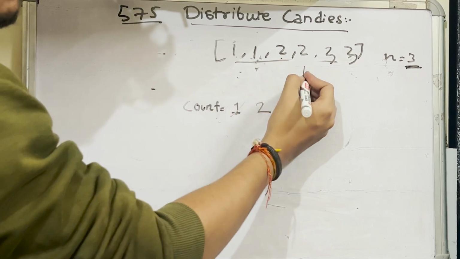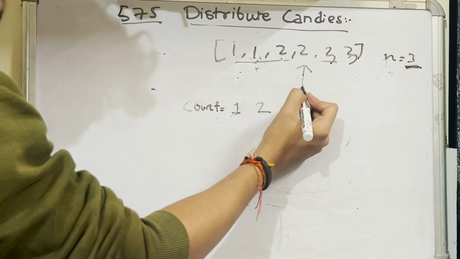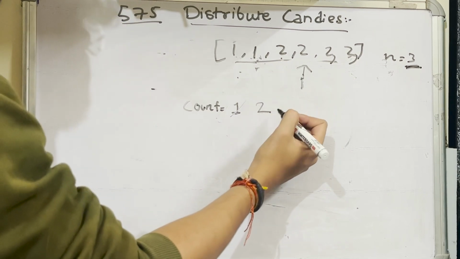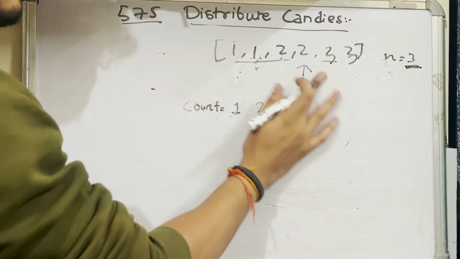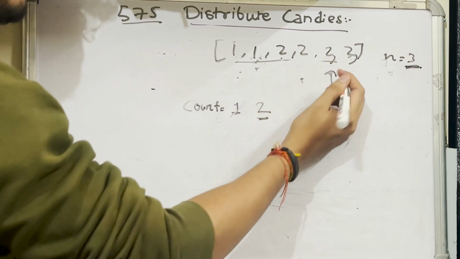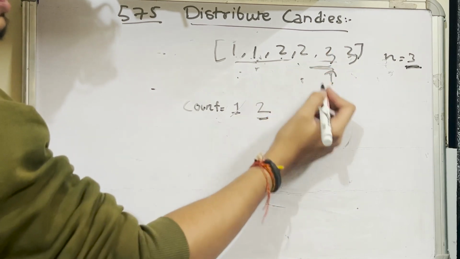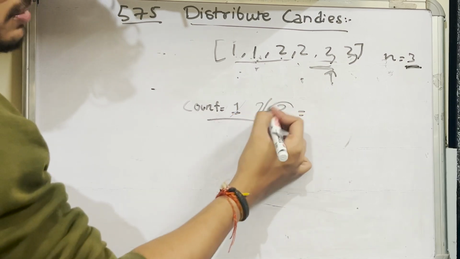Then we will move here. Then we check if I and I minus 1 are different or not. If it is different, then we increase the count. It is not different, so we won't increase the count, it will be 2 only. Then we move to the next position and check if these two values are different. If they are different, we increase the count. So at last we return the count variable, which will be 3.